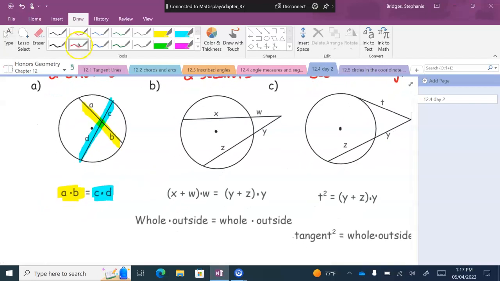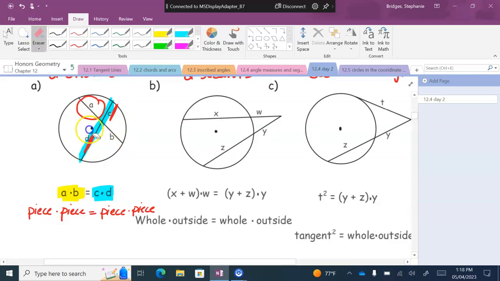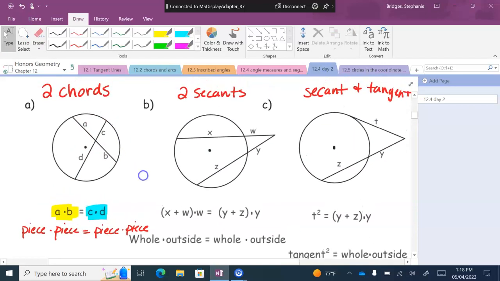It is piece times piece equals piece times piece. One piece times the other piece of that chord equals one piece times one piece. Okay, so that's what you do with two chords. So if there are multiple little pieces? The four pieces? Okay, are we ready?